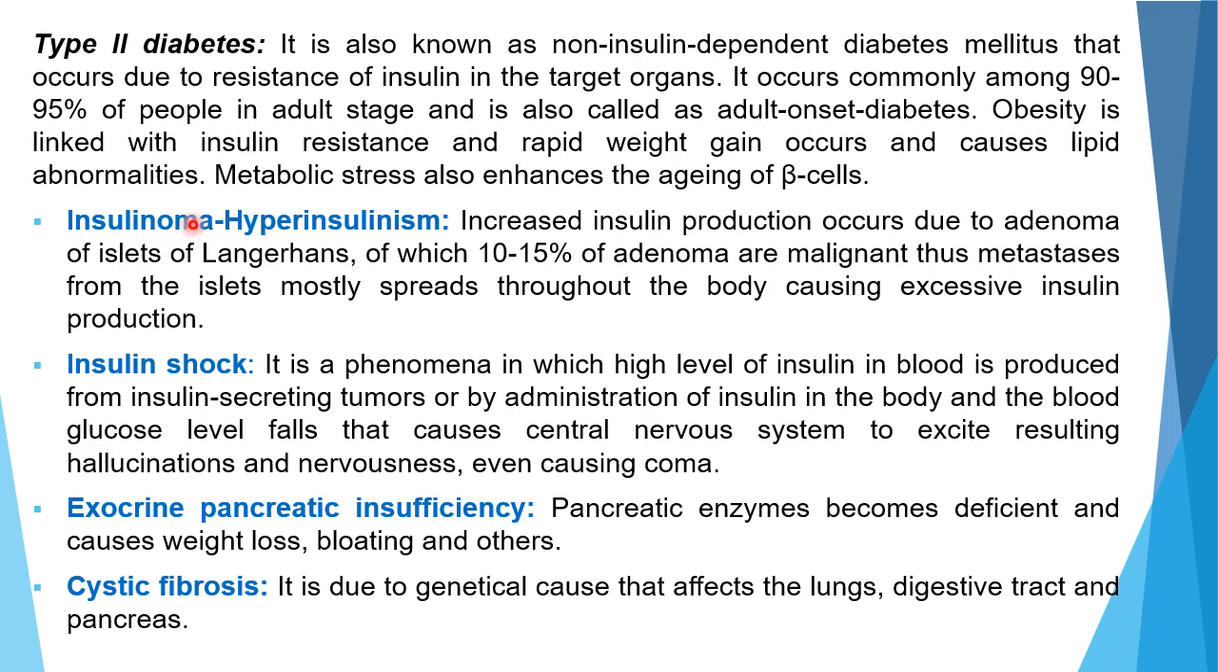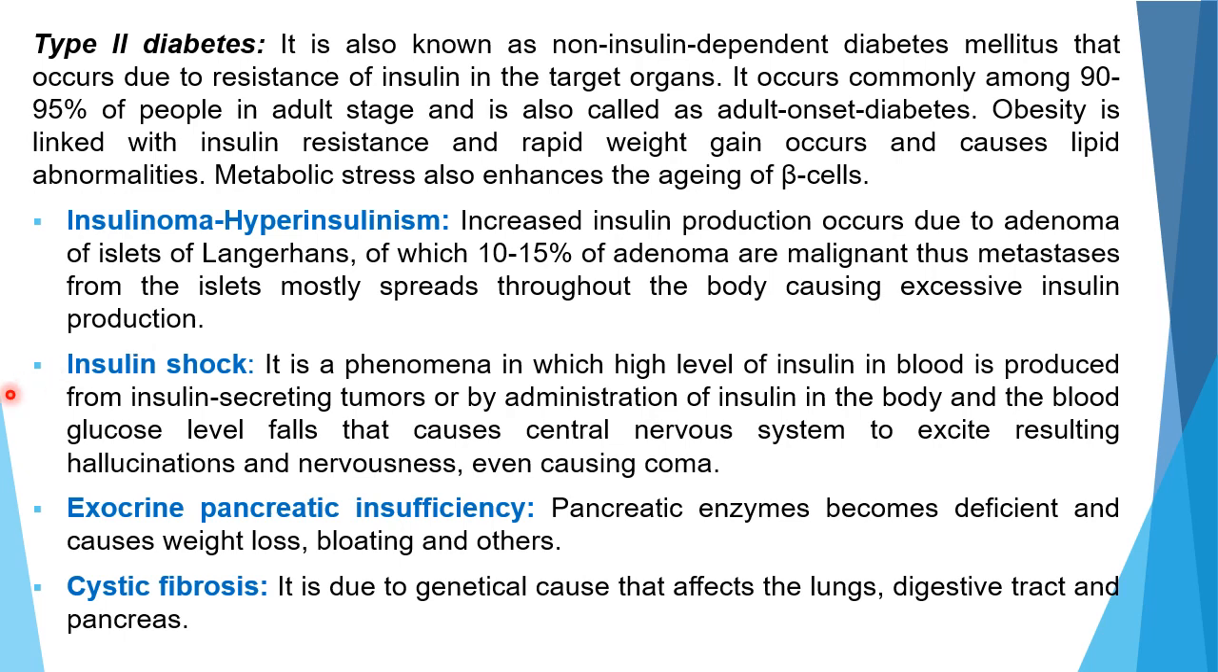Insulinoma, hyperinsulinism. Increased insulin production occurs due to adenoma, that is, tumor formation in the islets of Langerhans, of which 10 to 15% of adenoma are malignant. Thus, metastasis from the islets mostly spreads throughout the body, causing excessive insulin production, and thus hypoglycemic condition occurs in the body.